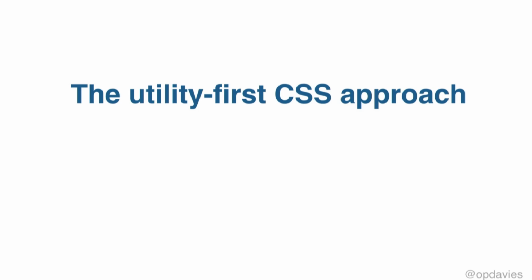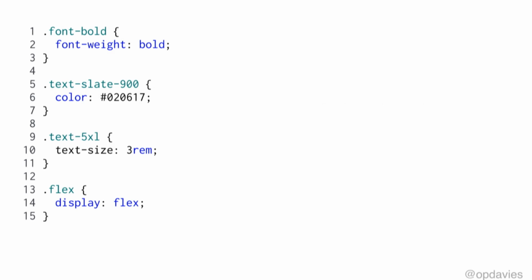The utility-first approach is the other way around. So we'll have classes like this. A lot of people have this sort of face when they see this for the first time. This is bad. It does take some getting used to. You have to try it and get used to it. Like I said, most of these things just have one thing in them. So font-bold is font weight bold. We've got text-slate-900 that sets it to that color that we saw earlier on, the hex code for the dark gray color. Text-5xl is a text size of 3rem, and we've got flex for display flex. So very different to what we're used to seeing.